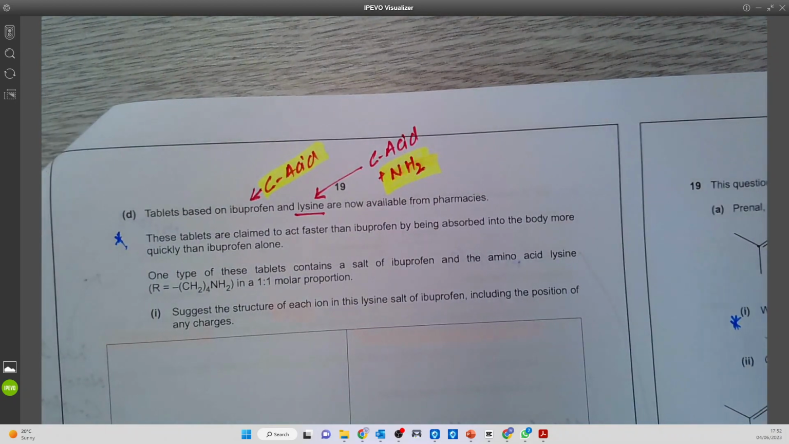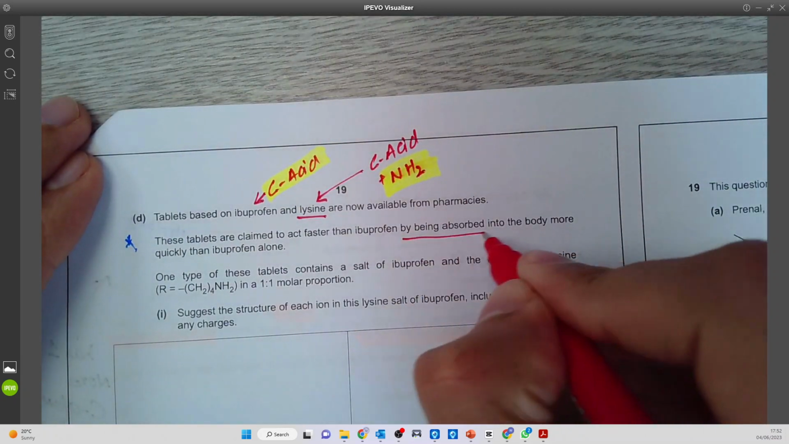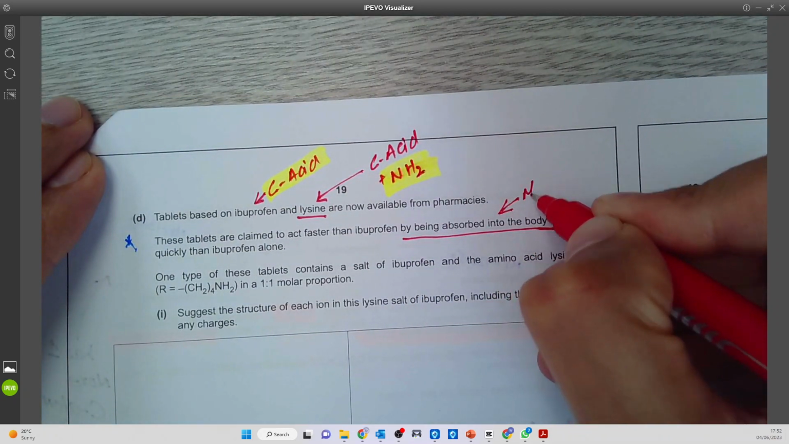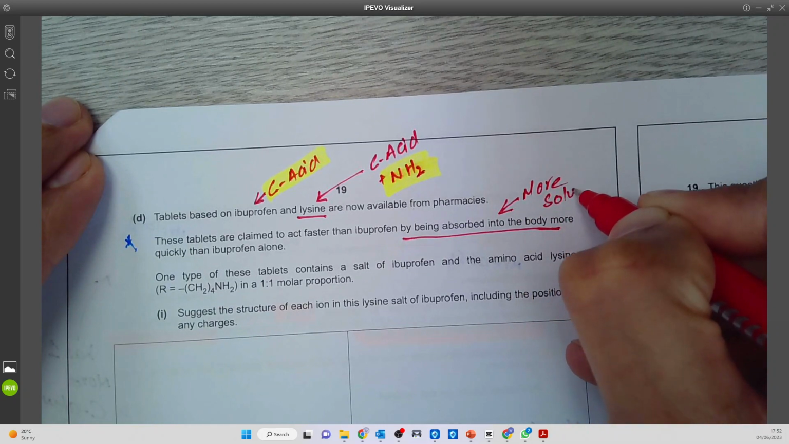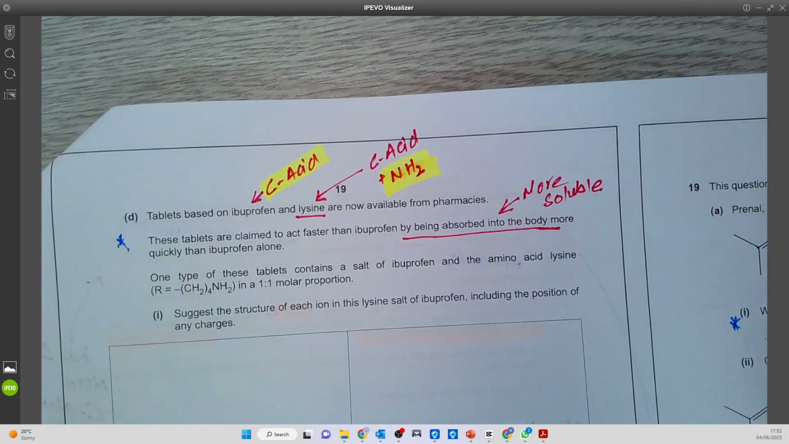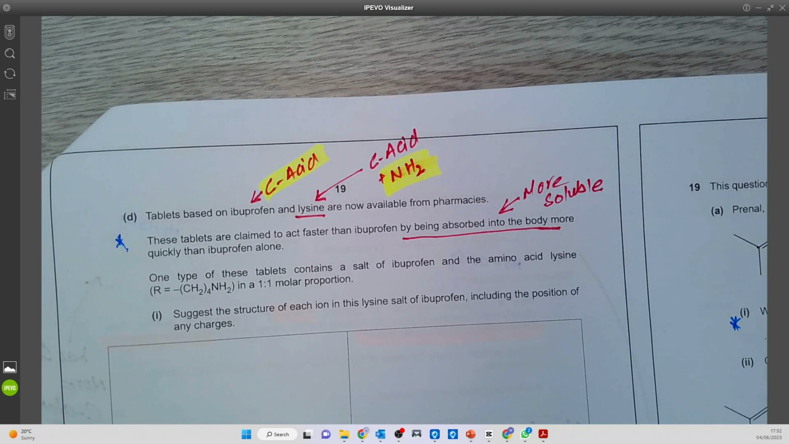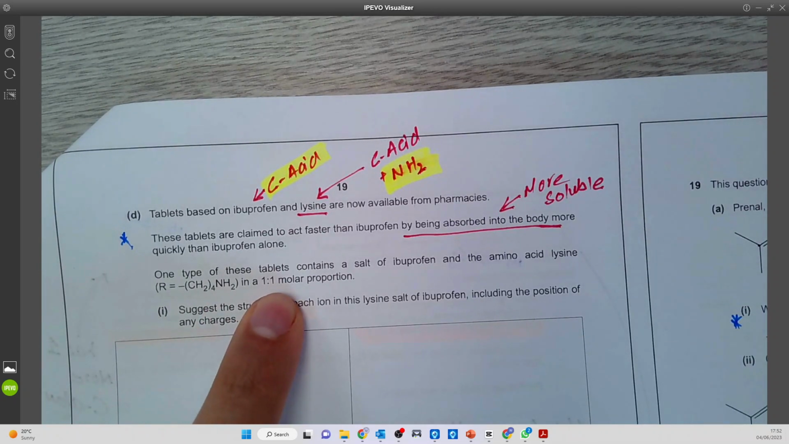These days we have got tablets which are based on ibuprofen and lysine, and they are available from pharmacies. These tablets are claimed to act faster than ibuprofen by being absorbed in the body more quickly than ibuprofen. Being absorbed more quickly means what? They are more soluble. Now it says one type of these tablets contains a salt of ibuprofen and the amino acid lysine, which is this. Lysine has R of this, in a 1:1 molar ratio.